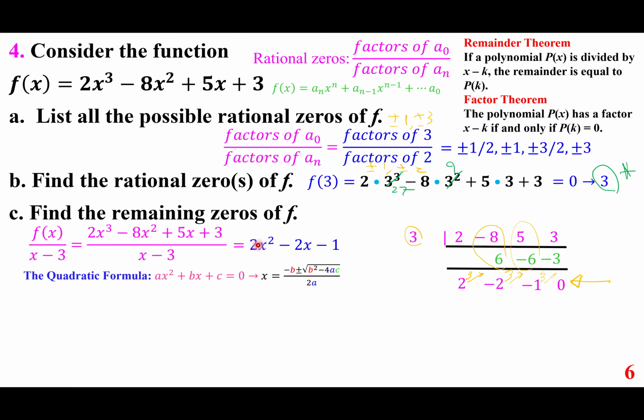Let's just write, this is a, this is b, this is c. Minus b, that means minus negative 2, plus minus the square root of b squared, negative 2 quantity squared, minus 4 times a, which is 2, times c, which is negative 1, divided by 2 times a, which is 2. So 2 times 2, this is 2 times 2.